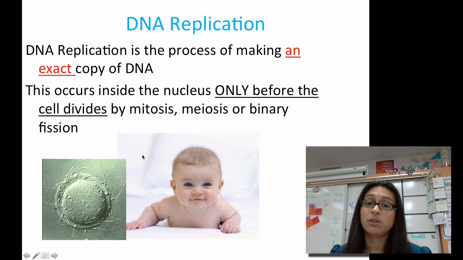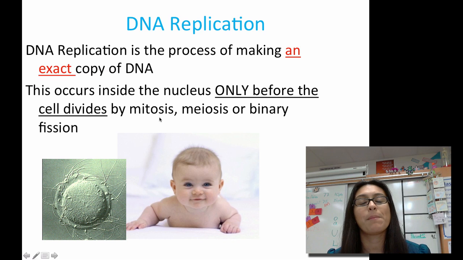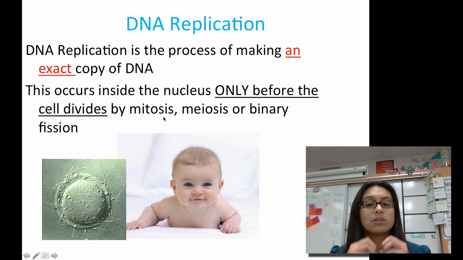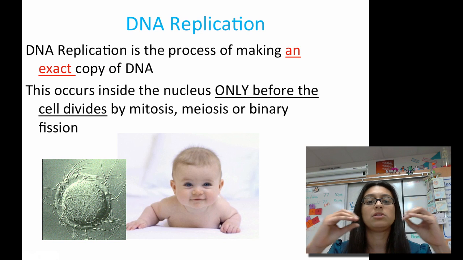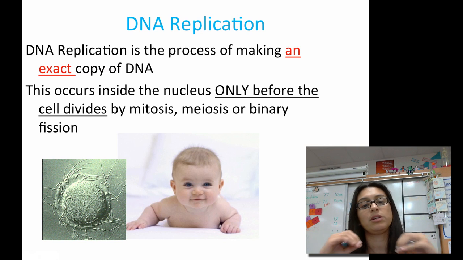As I said in the beginning of the notes, replication only occurs before a cell is going to divide. So three types of division we see are mitosis, where you make two identical cells, meiosis, which is making sex cells, sperm and egg, and binary fission, which is how bacteria reproduce, where one bacterium grows bigger, makes a copy of DNA through DNA replication, and splits into two identical cells, both having the same DNA instructions.